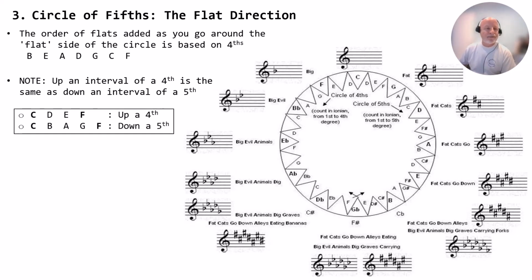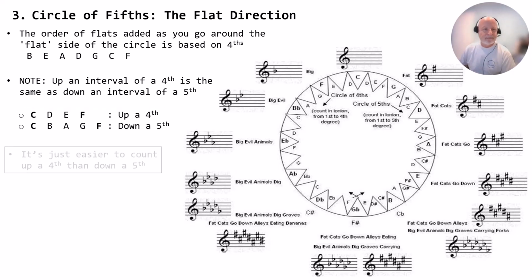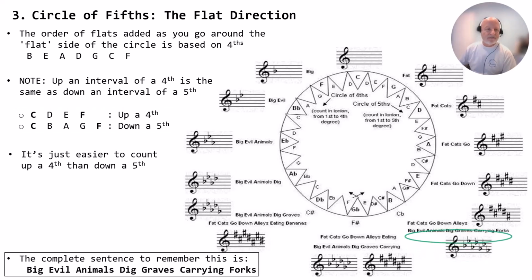Here's, for example, up a fourth from C: C, D, E, F, right? If you go down a fifth from C: C, B, A, G, F, you land on F. It's just easier to count up a fourth. And so if you go through the same process, but with flat notes, the sentence that you're going to make is big evil animals dig graves carrying forks. I'm sure there's other sentences out there, but that's the one I made up when I was in music class in college, and it stuck with me.